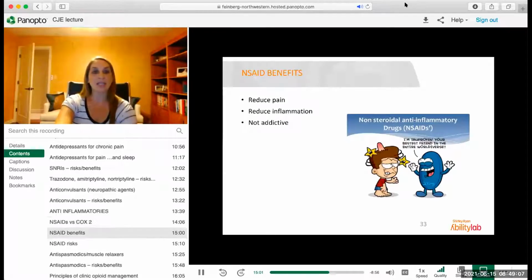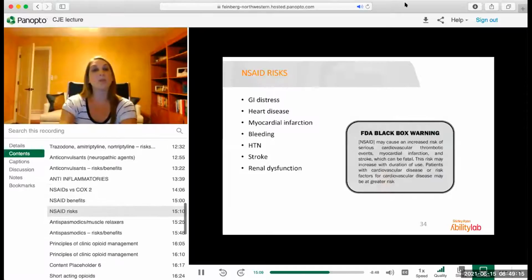Benefits of NSAIDs: they can reduce pain and reduce inflammation. They're not addictive. I like this one: ibuprofen, your bestest friend in the entire world of Earth. Risks: they carry a black box warning for GI disease and distress, heart disease, MI, bleeding, hypertension, stroke, and renal dysfunction. Both the over-the-counter and the prescription-dose anti-inflammatories carry these black box warnings.